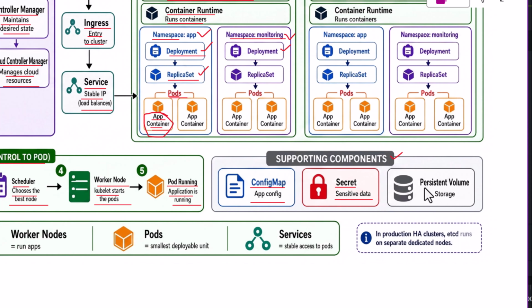The third component is persistent volume. A persistent volume provides storage for applications. By default, containers are temporary. If a container is deleted, its internal data can be lost. Persistent volumes help store data permanently, even if pods are restarted or recreated.